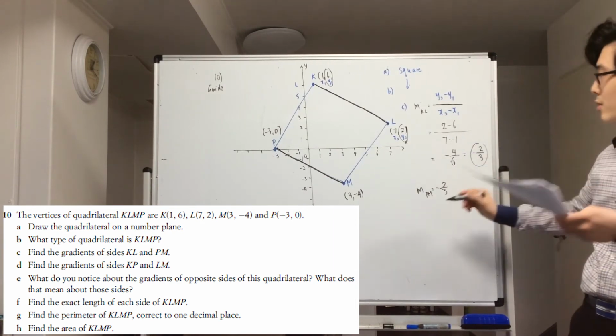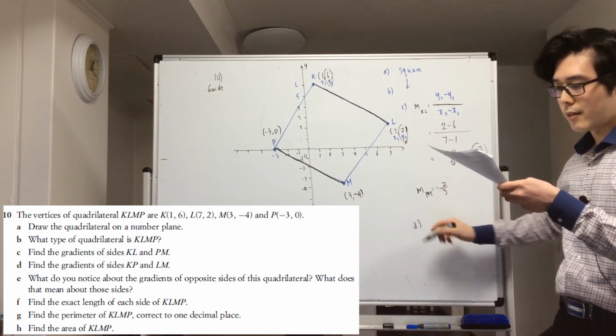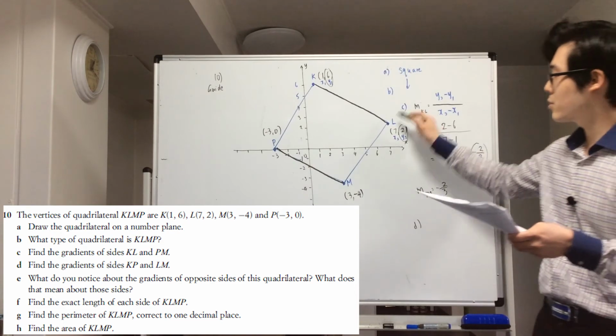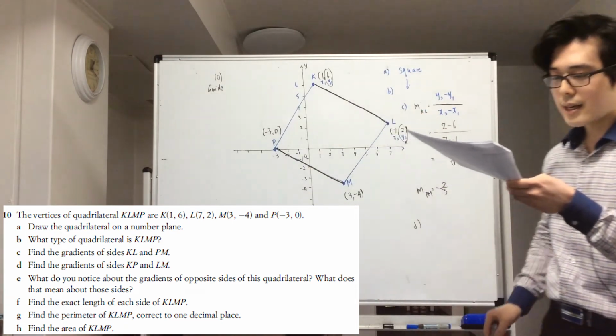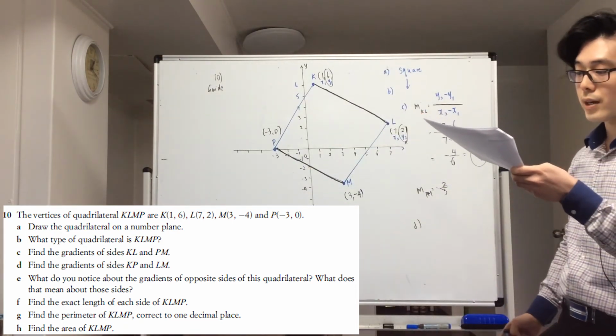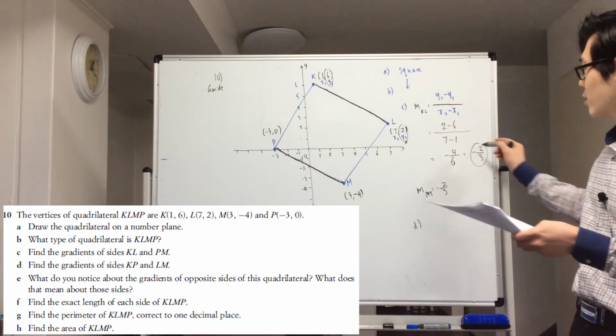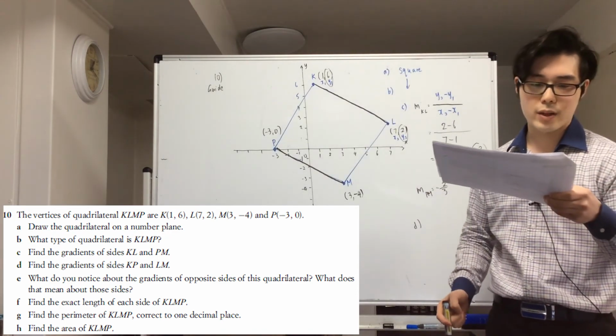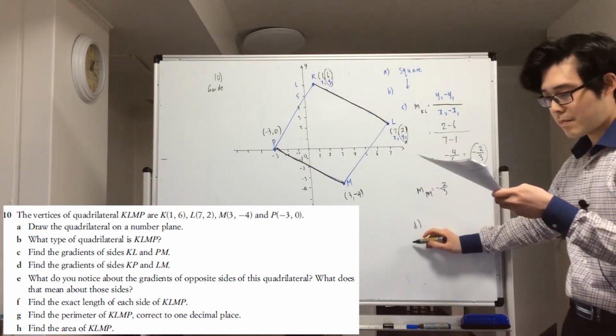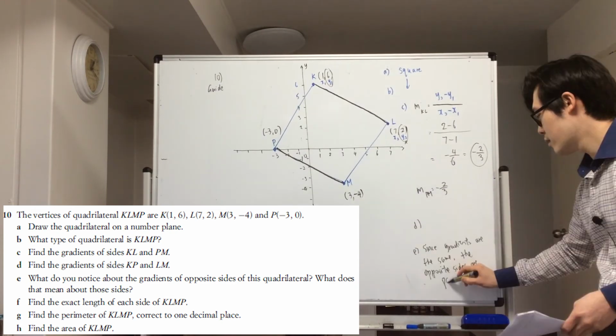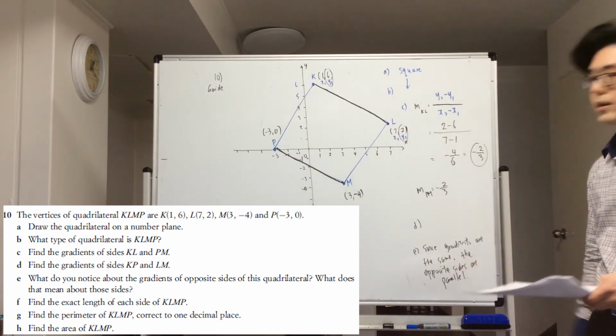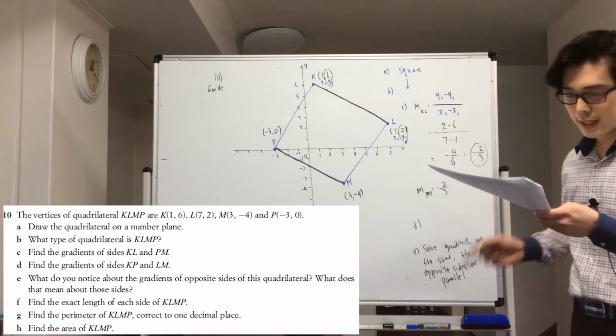And then that leads to the next question, D. Find the gradients of KP and LM. So they want you to do the same thing for the other sides. And then for question E, what do you notice about the gradients of the opposite sides of this quadrilateral? The gradients are the same, okay? And what does this mean about the sides? So it basically means parallel, okay? That's what it implies. That's what it means, okay?